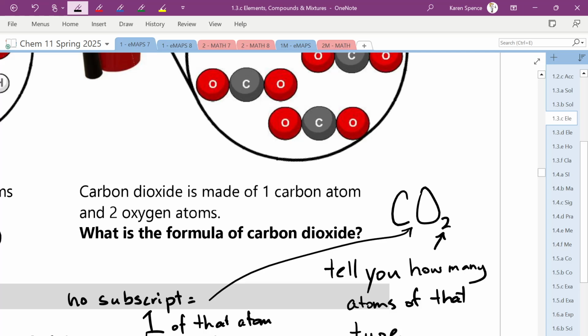Now, the reason it doesn't tell you the charge is because molecules are neutral. Do you remember what we said about molecules? Do the atoms in the molecules have a charge? No. Everything's neutral. The atoms are neutral. The molecule is neutral. Everyone has a balanced number of protons and electrons, so everyone has a net charge of 0.